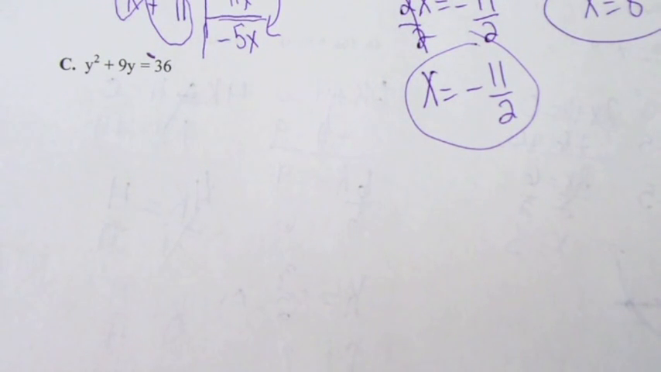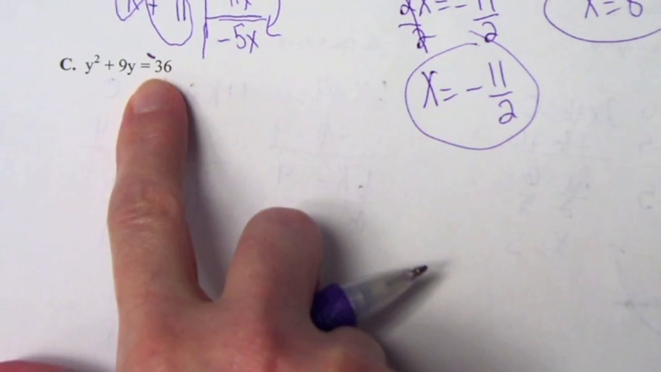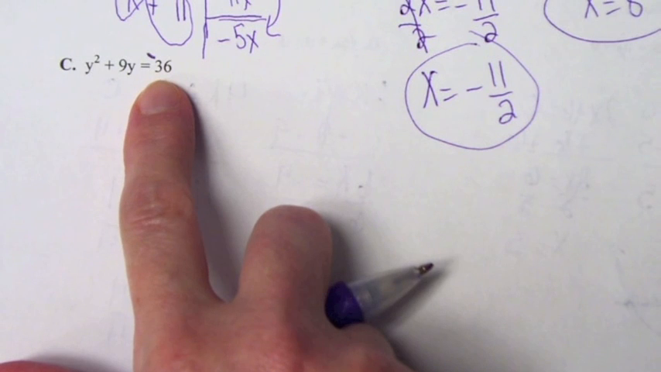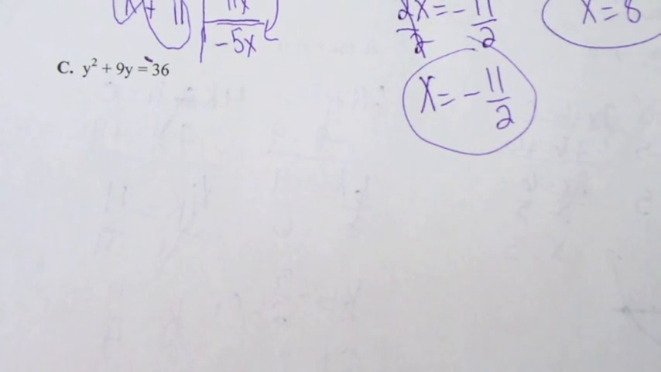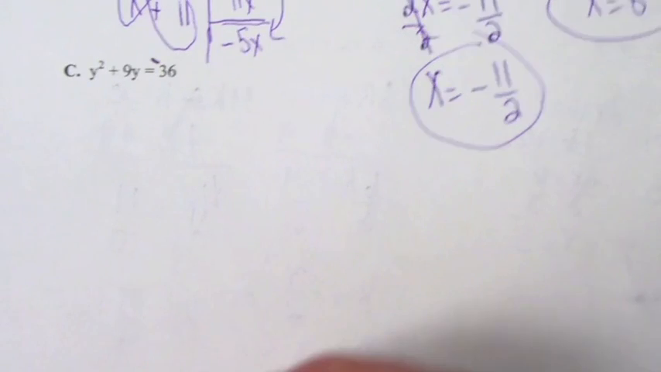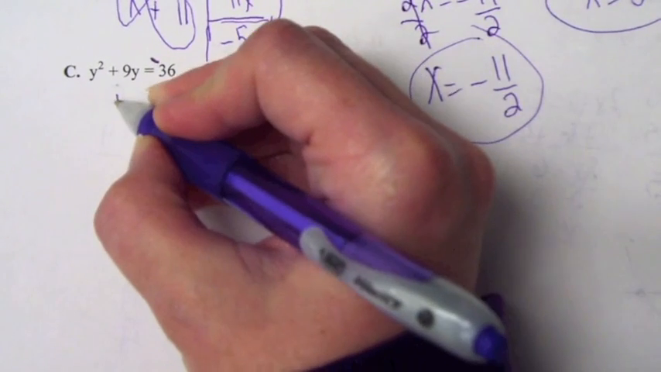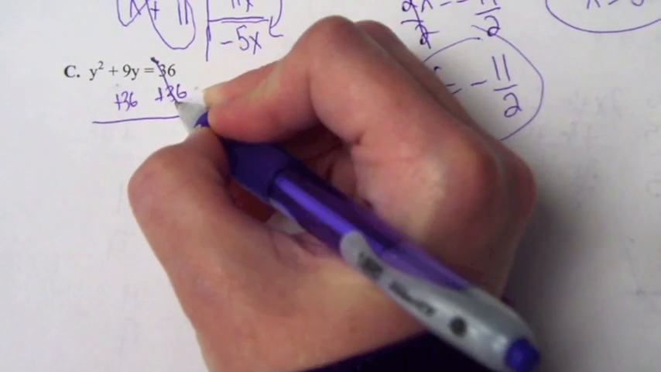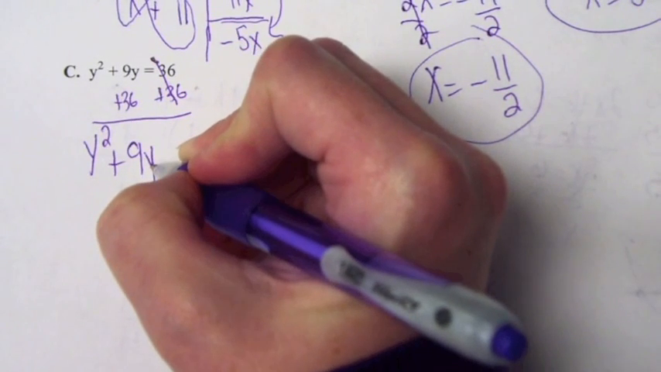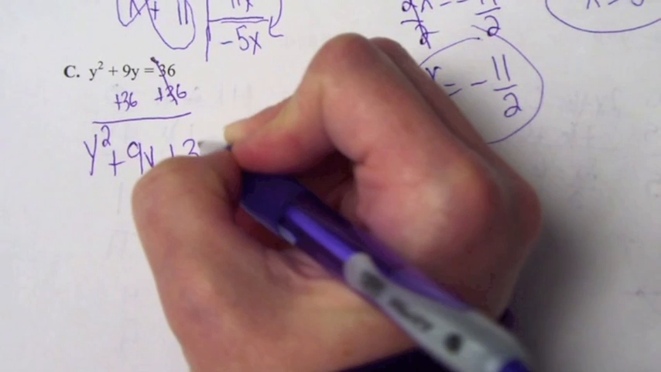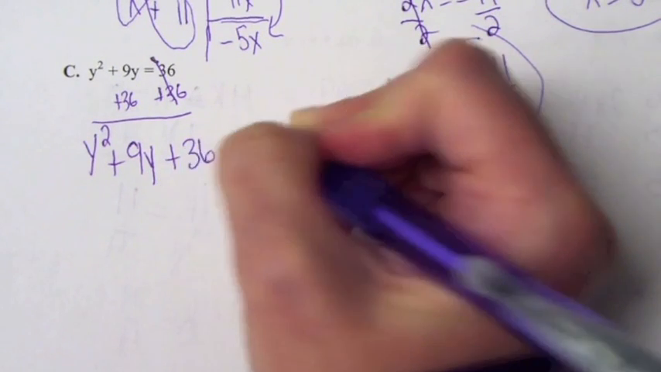Okay, so on letter C, I need you to change that 36 right here to a negative number, okay? I need that to be a negative number to work out the way I wanted it to. Now, we start this problem the same way we did letter A up here. We don't want that negative 36 on the right. We want that on the left, to the side of the equal sign. So we're going to add 36 to both sides. Those cancel, so we get y squared plus 9y plus 36 equals 0.